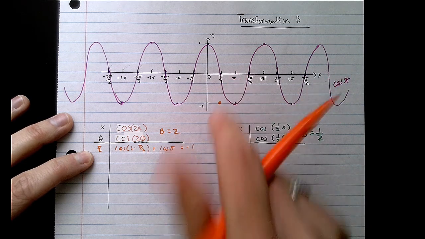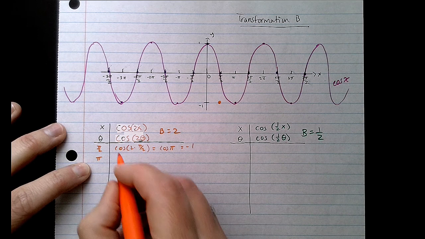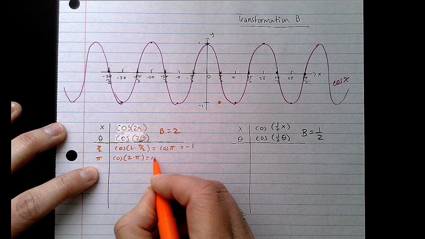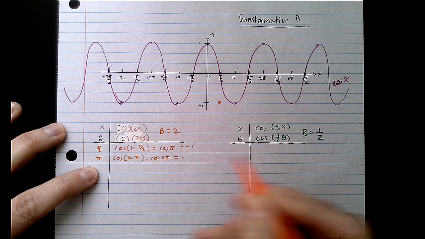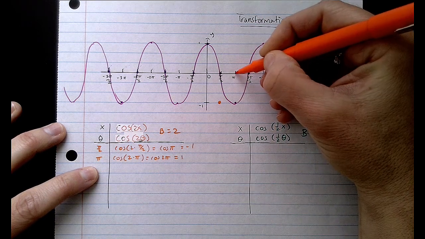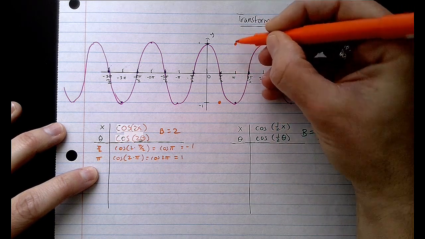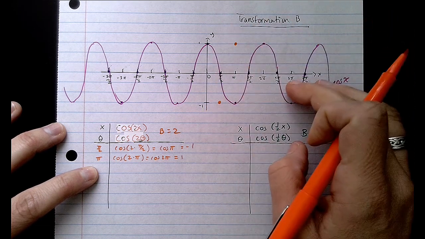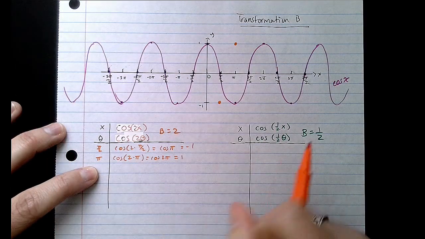Let's check out pi. Cosine of 2 times pi is really cosine of 2 pi. Well, that's +1. So at pi, I have +1. So what I'm going to do is just do enough points so I can get a pattern, and then I'm going to repeat the pattern on the other side.